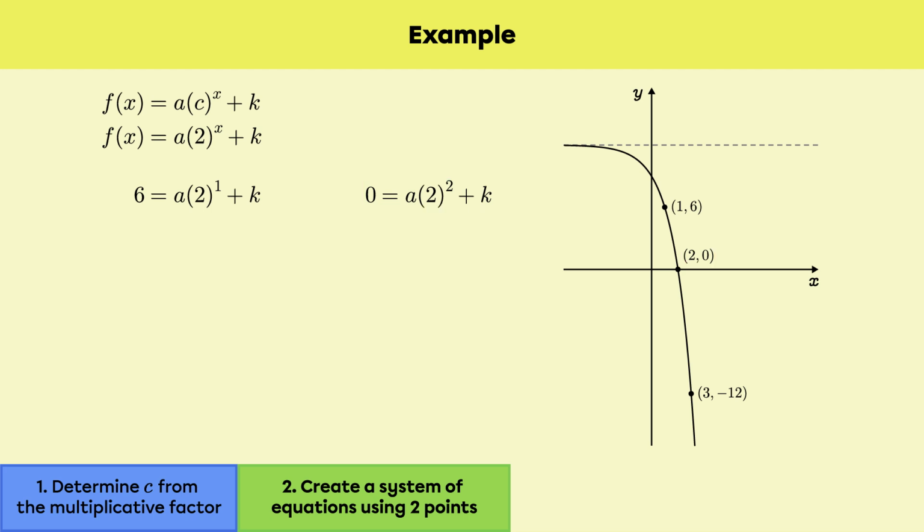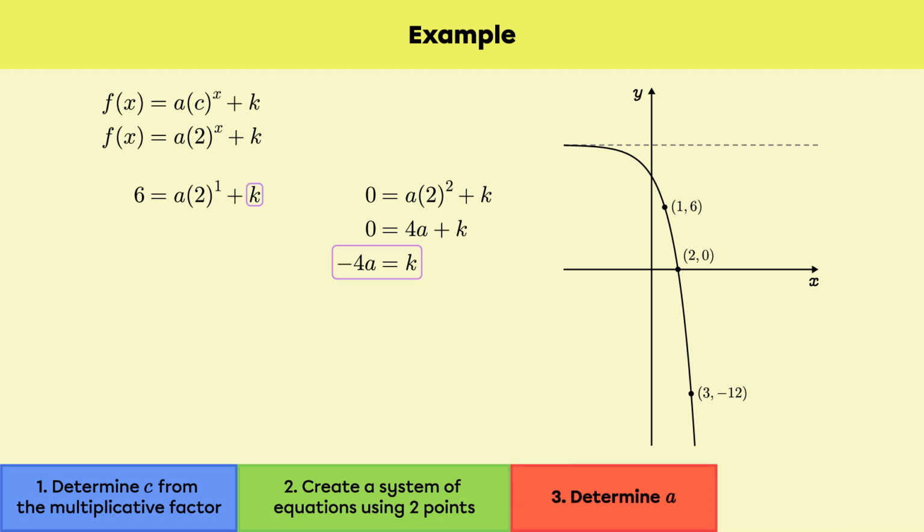Now we have to solve this system of equations. We will use the substitution method because it's the most efficient in this case. However, you could have used the elimination or comparison methods too. We isolate a variable in one of the 2 equations. Let's isolate k in the second equation. 2 exponent 2 is 4, which gives the equation of 0 equals 4a plus k. We subtract 4a from both sides of the equation and we get negative 4a equals k. We replace k in the first equation with minus 4a.